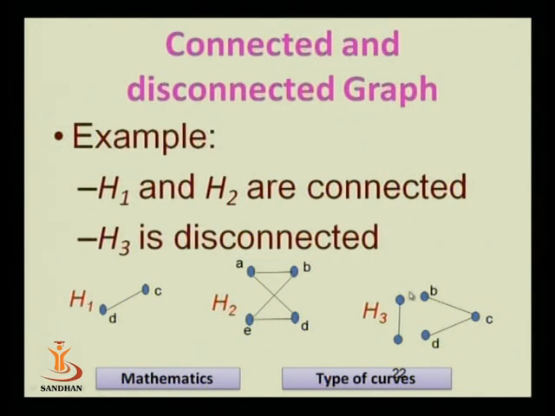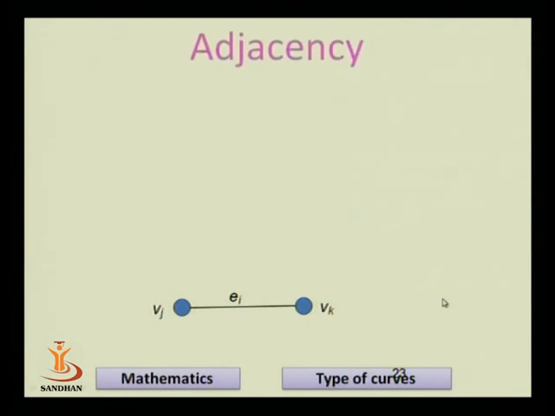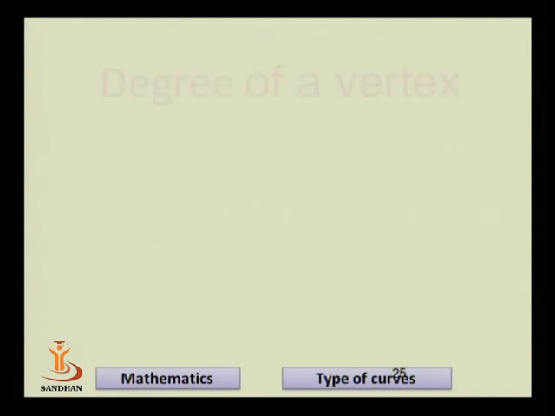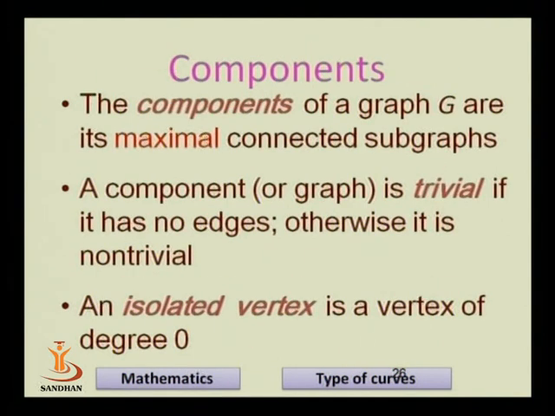So a disconnected graph consists of two or more connected subgraphs. Each of these connected subgraphs is known as a component. A component of a graph G is also known as a maximal connected subgraph. A connected graph has one component. A disconnected graph has two or more connected subgraphs, and each of these is known as a component.